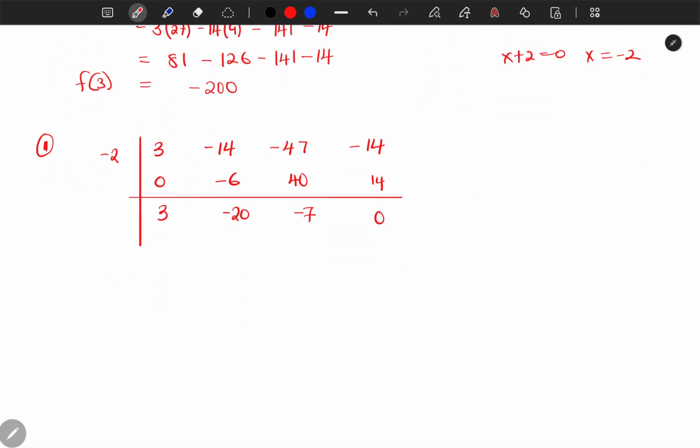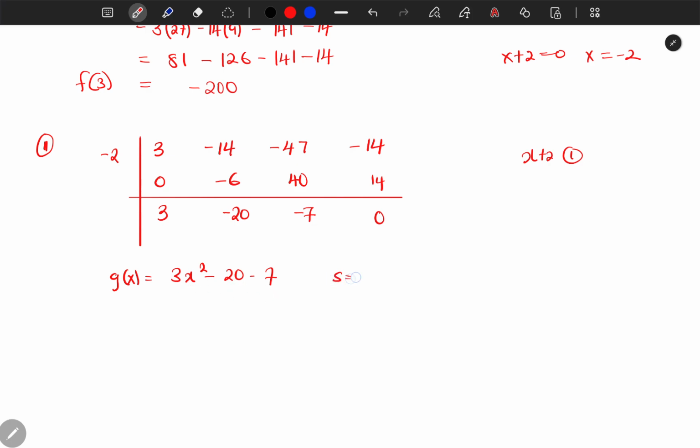All right, so after dividing, what are we getting? Let's call it g of x. This will be 3x squared minus 20x minus 7. This is what we are getting after dividing. Keep in mind that one of our factors is x plus 2, our factor number 1. Now that we have this, we can further factorize this.